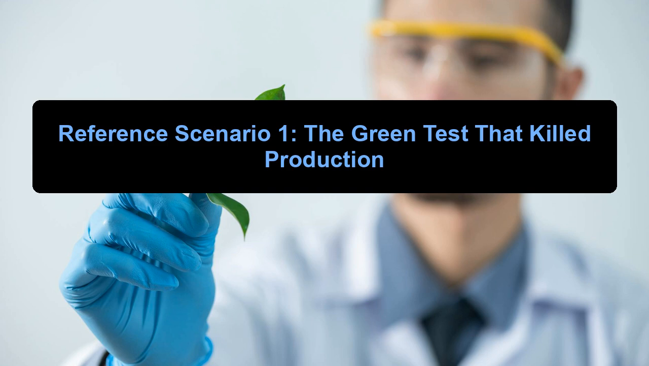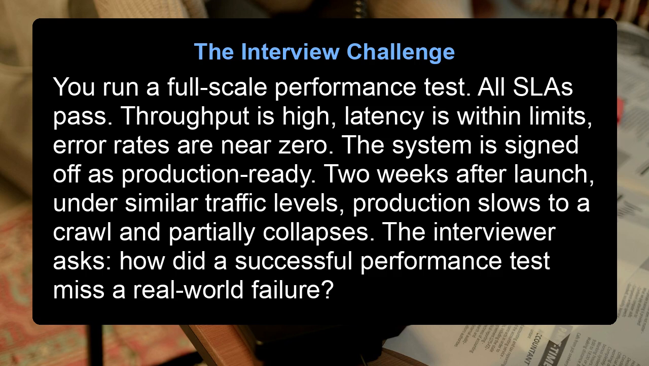Reference Scenario 1, the green test that killed production. The interview challenge. You run a full-scale performance test. All SLAs pass. Throughput is high, latency is within limits, error rates are near zero. The system is signed off as production ready. 2 weeks after launch, under similar traffic levels, production slows to a crawl and partially collapses. The interviewer asks, how did a successful performance test miss a real-world failure?